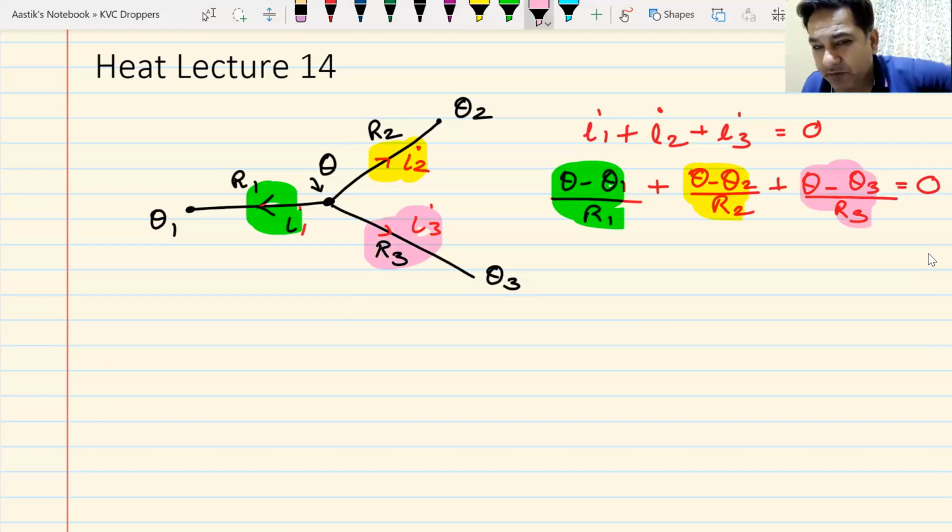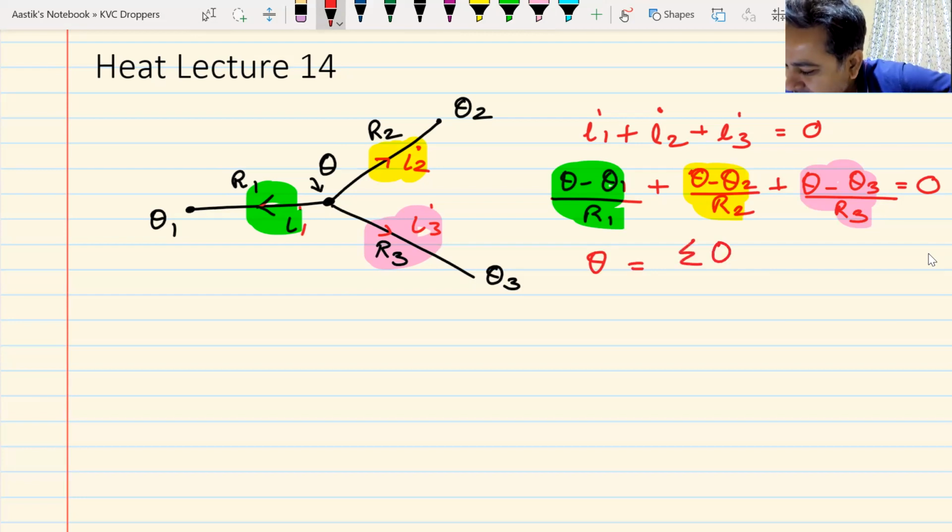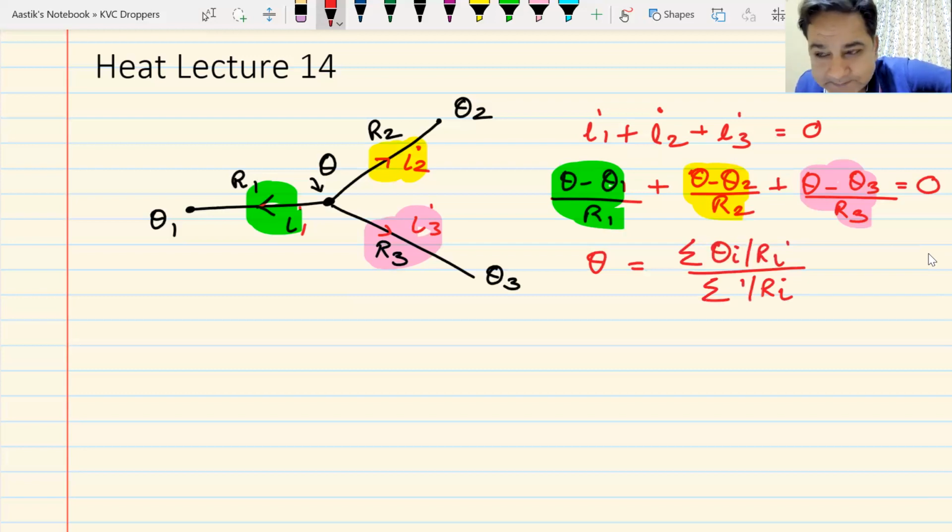Can you tell me what will be the formula that comes when I just straight away, without solving anything, what will be the value of theta? Tell me what will be the value of theta. θ1 by R1 plus θ2 by R2 plus θ3 by R3, divided by 1 by R1 plus 1 by R2 plus 1 by R3. So basically it will be the summation of θi by Ri divided by the summation of 1 by Ri. Yes or no? Yes, sir. We all understand this? Yes.